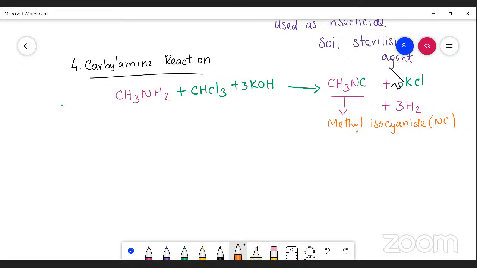Okay. And the next, the third compound, we are taking is carbon tetrachloride, that is tetrahalogen.